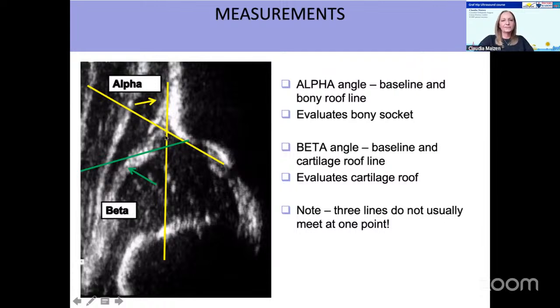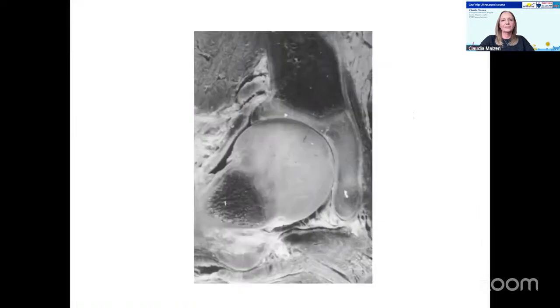Of note, these 3 lines do usually not cross in one point. It is a very, very rare exception if you have a very angular, very mature hip joint where the turning point equals the most distal part or outline of the bone. Only in this case do these three lines cross in one point. Otherwise, as you can see in this picture, they don't. So alpha angle, beta angle.